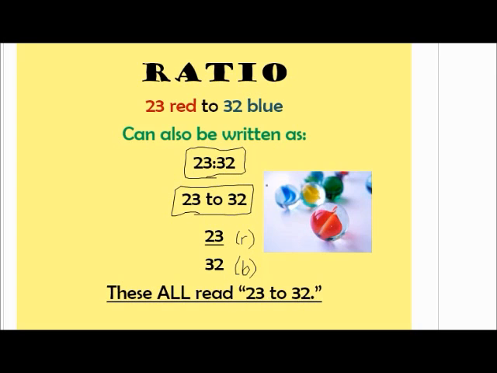So you're just comparing the two numbers, and whenever you're asked to find a ratio, they're going to tell you the order that they want it in. So if they want to find the ratio of red to blue, you put red first and blue second.